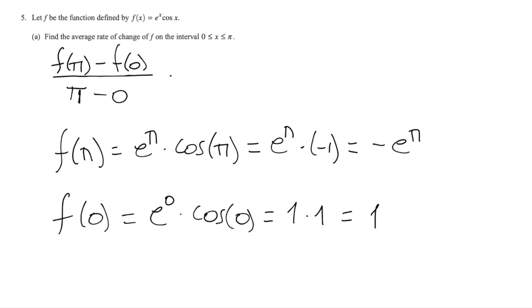So we just need to substitute these two values in the equation of the slope. So the average rate of change will be negative e to the power of pi minus 1, everything divided by pi. And this is the average rate of change of the function on the interval 0 to pi.